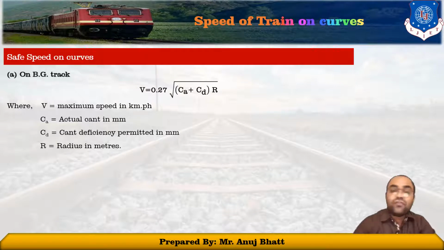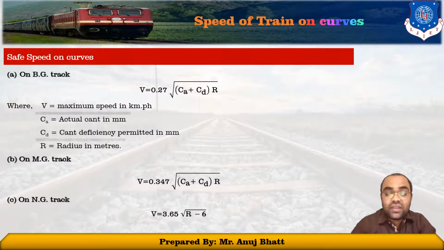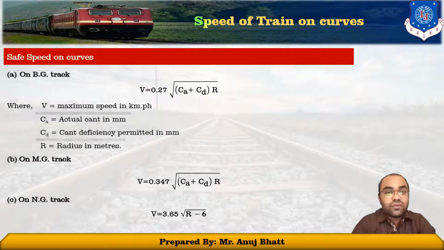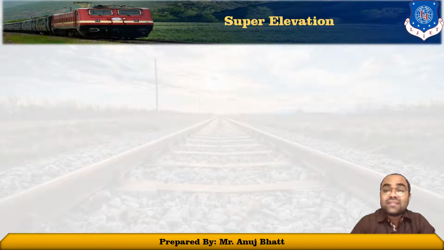In the same way, for the meter gauge, the formula is V equals 0.347 under root (CA plus CD) into R, and for the narrow gauge, V equals 3.65 under root (R minus 6). So these are the formulas to find the safe speed on the curve if you know the radius of the curve. Next, let's discuss superelevation.